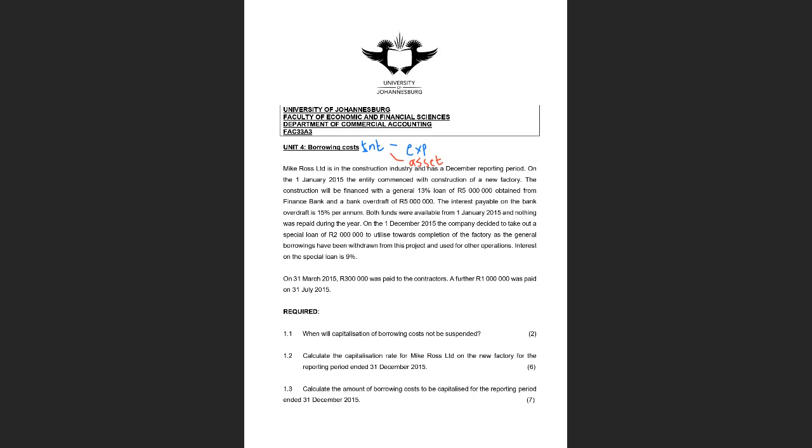So if you are busy obtaining or constructing an asset and you need funding or money to buy or construct that asset, then you need to get funding or loans. And the interest that you pay on that loan, you can then add to the cost of your asset. So that's how we are sometimes allowed to capitalize our interest, or add it to the cost of the asset. This is what we are covering now. Does that make sense to everybody?